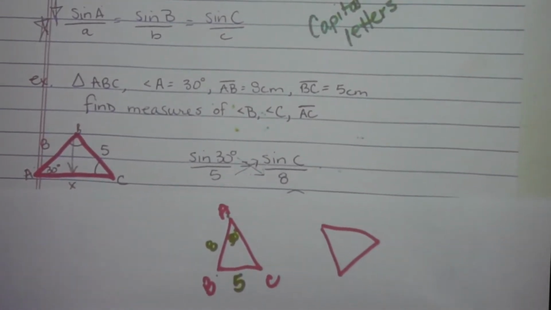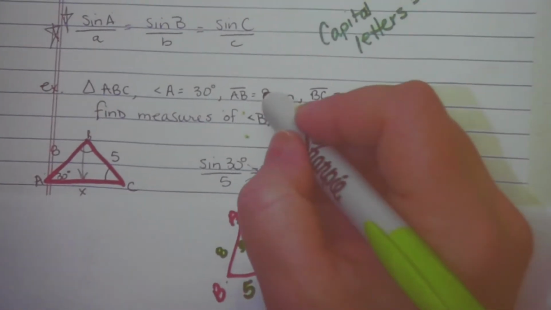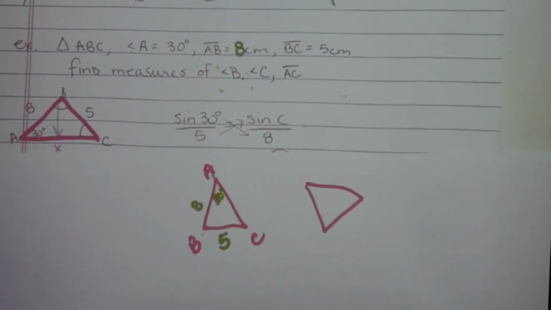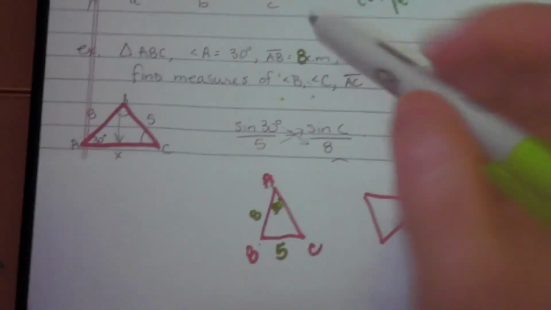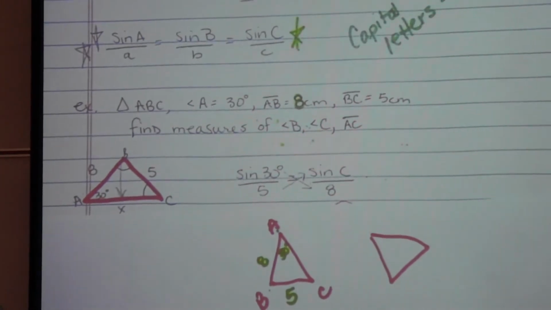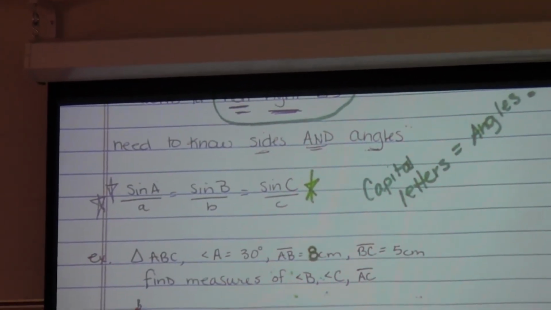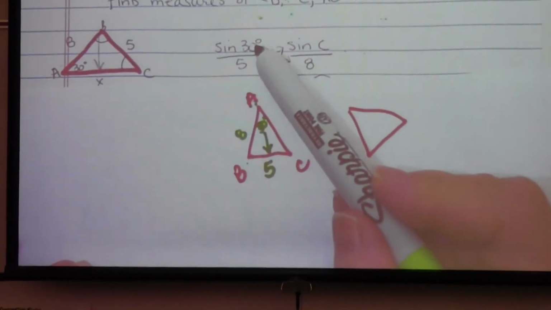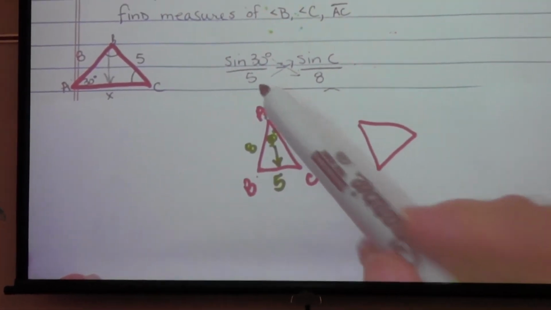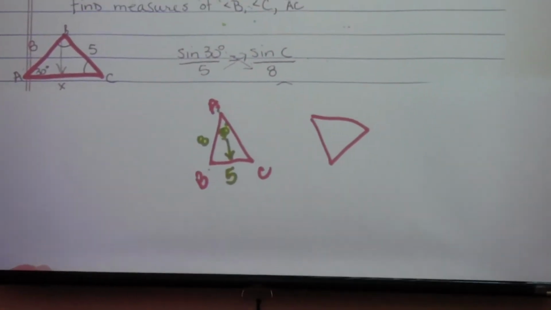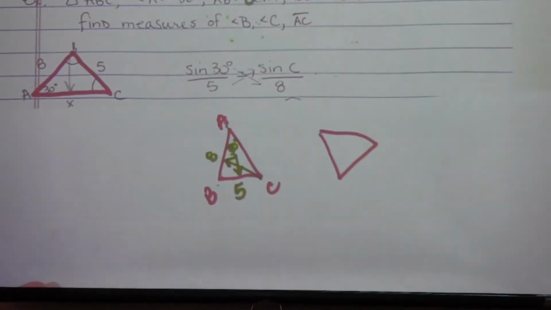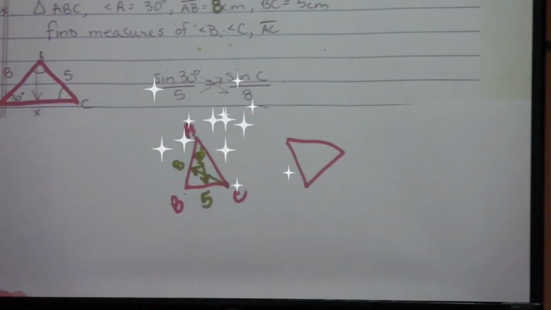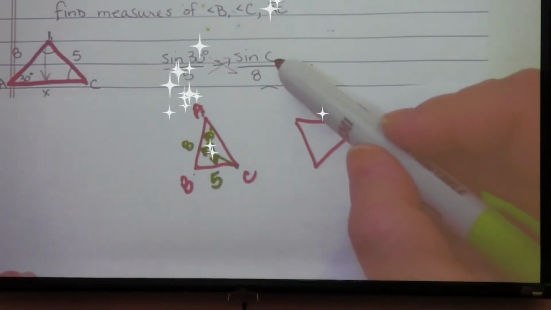5 centimeters. No, don't, 8, sorry. 8 centimeters. Okay, so we're going to set up our problem using that sine law that we had at the top. So I said, okay, well, the angle that I know is A. So I know the sine of 30 goes over the 5, because they're across from each other. And then I don't know the angle that's going to be C, but I know the side across from it is 8. So this time I'm missing the angle on the top.